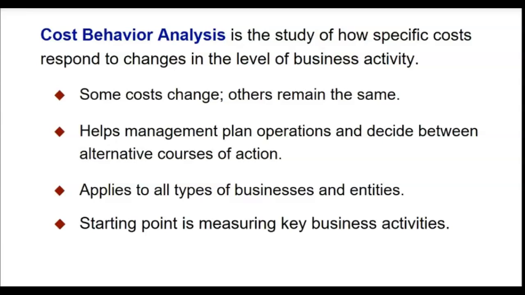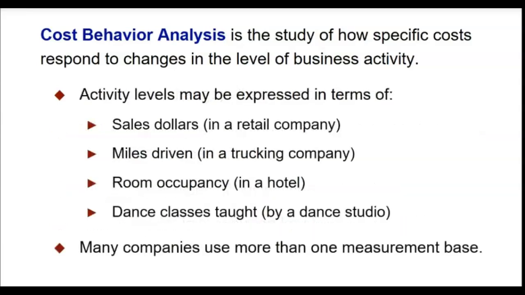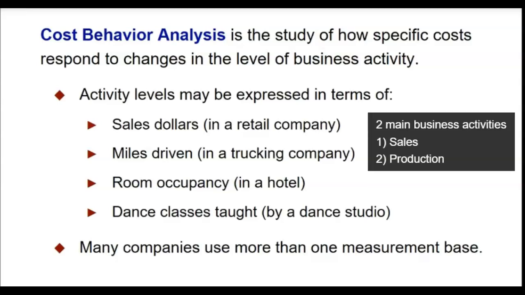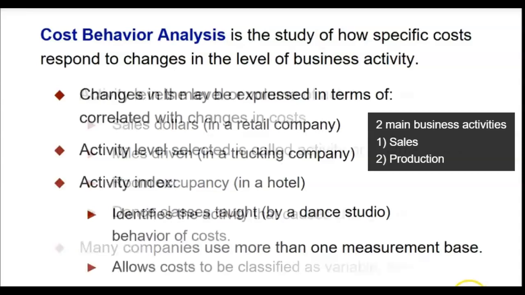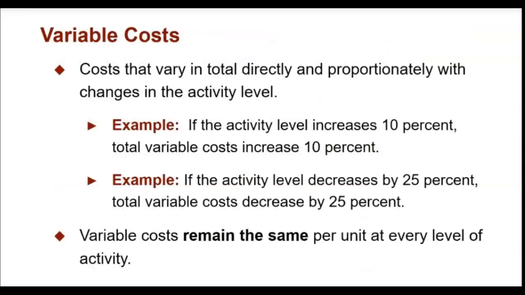So the starting point here is measuring business activity. When we talk about business activity, we basically talk about sales dollars. If sales increases, which costs will increase, which costs will not. Or production. If I produce so many items, what production costs will increase and what production costs will not. But it applies to everything: room occupancy, dance classes, and so on. So we're familiar with that.